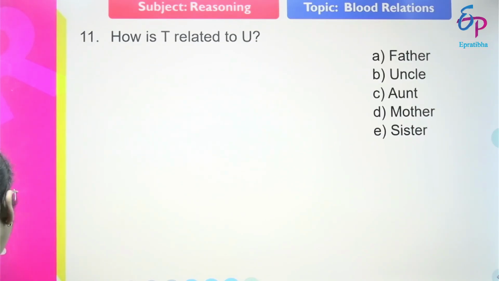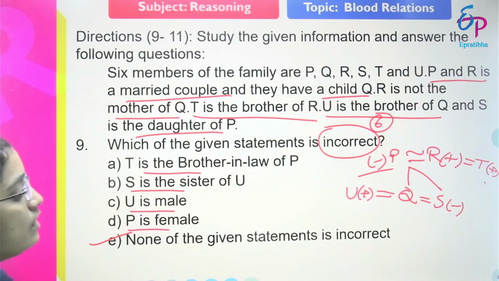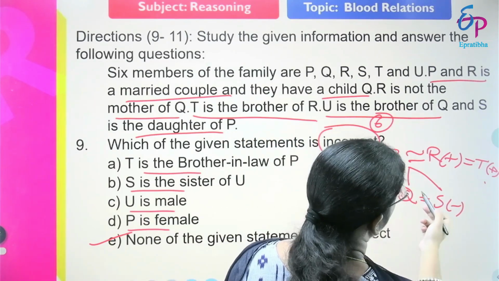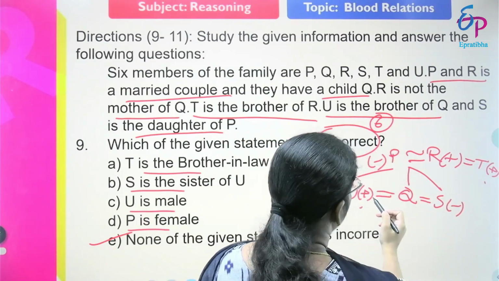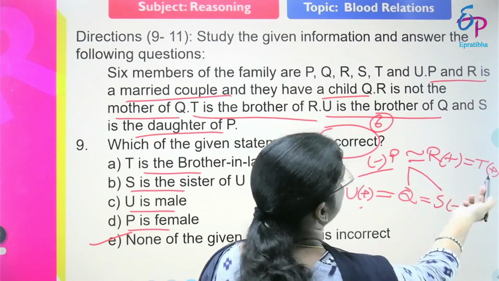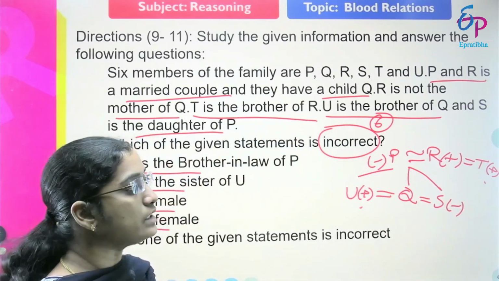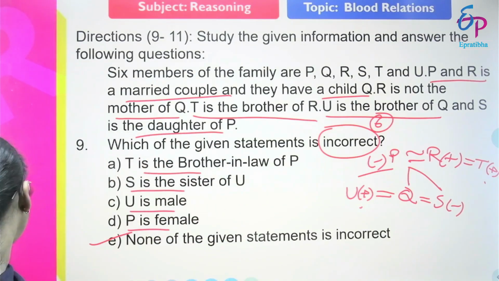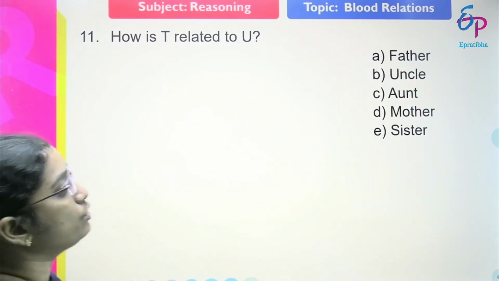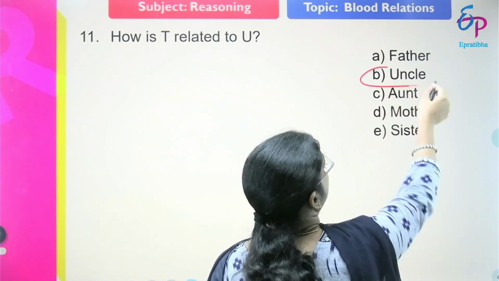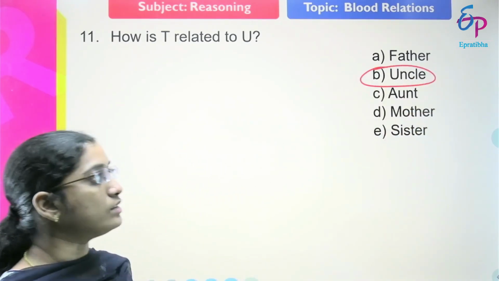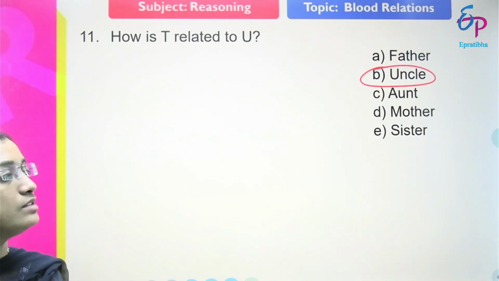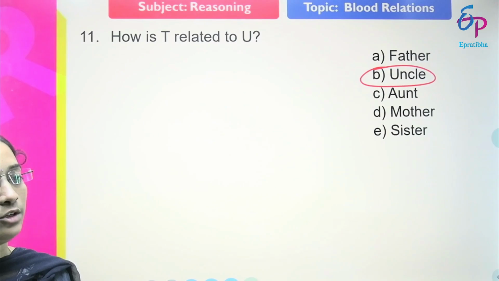How is T related to U, friends? Just see here. U's father's brother is T. U's father's brother means uncle, right? So T is uncle of U, friends. Option B is the correct answer, uncle. Father's brother is uncle. So yes, this is the information related to questions number 9 to 11.